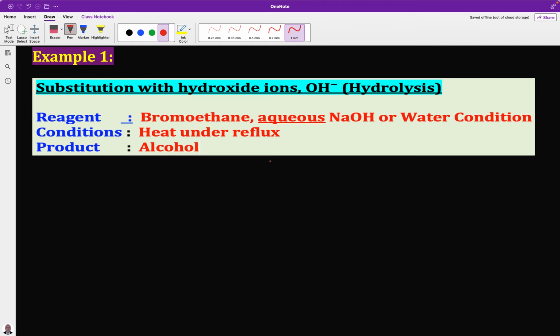This is a primary halogenoalkane. When we react it with aqueous sodium hydroxide, heated under reflux, the hydroxide ion in the sodium hydroxide, in the course of the reaction, will replace the halogen and result in an alcohol. You will see how the whole thing goes. And remember, we said it's only a one-step mechanism.